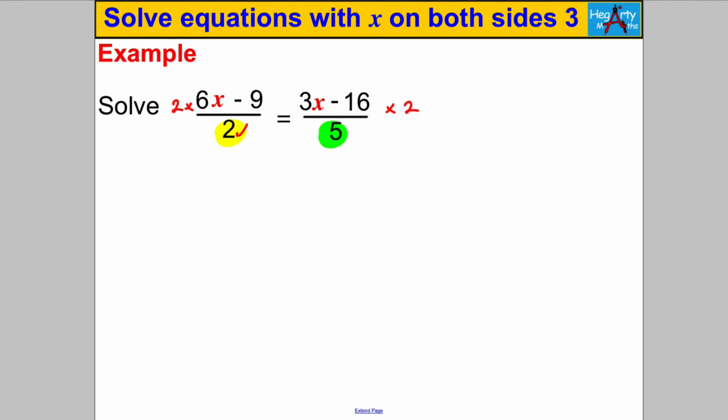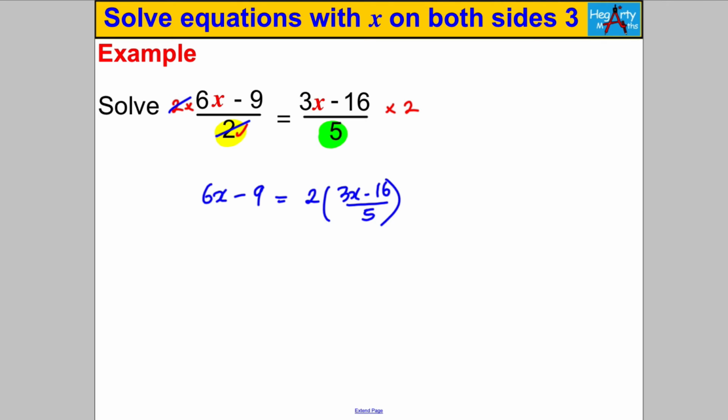And what will that do? I purposely multiply by 2 to get rid of that 2 here, and I'd get myself 6x subtract 9 is equal to, now this whole thing multiplied by 2. I'm going to write the 2 at the front, brackets. Don't forget that divide by 5 is not gone anywhere yet. So I'm just going to write 2 times, or 2 bracket 3x subtract 16 over 5. Okay? Now, this is the next thing.